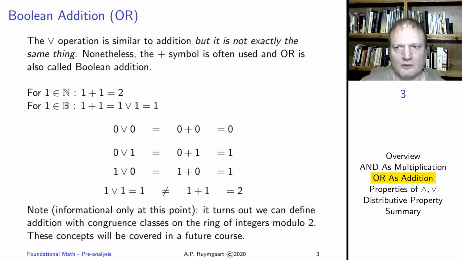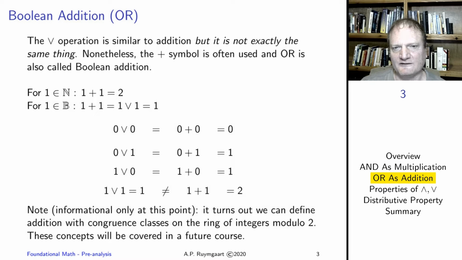Now, the Boolean OR operation is often called Boolean addition, and it is similar to the addition of natural and real numbers, but it's not exactly the same. Let's look at an example. The number 1 in a set of natural numbers. Let's add 1 plus 1. We know for natural numbers 1 plus 1 is 2. But if we define the plus symbol as the Boolean OR operation on the Boolean domain, 1 plus 1, or 1 or 1, equals 1. So this is where it's different from natural and real numbers.